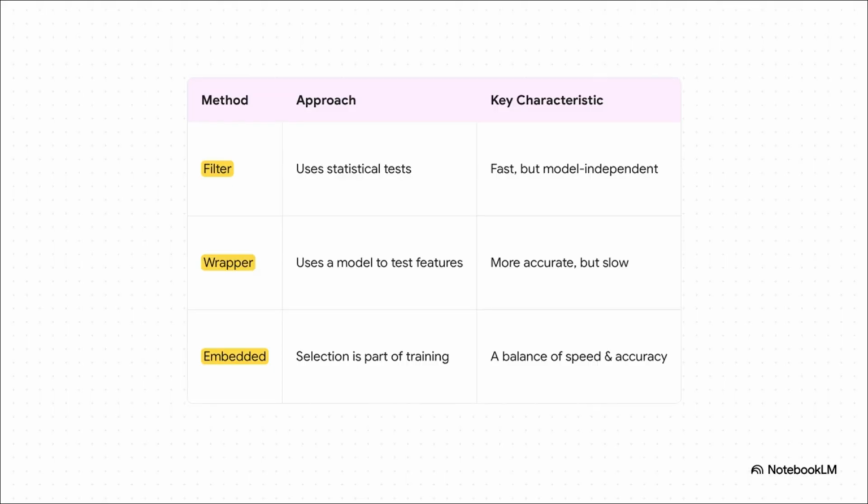So how do we pick the best features? We've got a few strategies. Filter methods are kind of like a quick and dirty statistical check. They're fast. Wrapper methods are slower, but they're way more thorough, because they use a model as a test driver for feature combinations. And then embedded methods are a kind of hybrid, building the selection right into the training process itself for a nice balance of speed and accuracy.